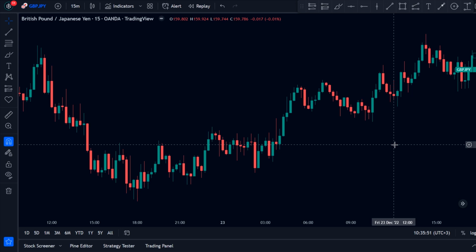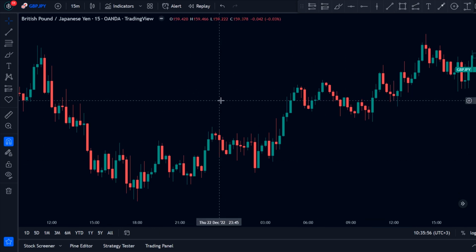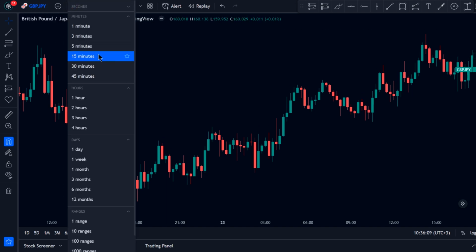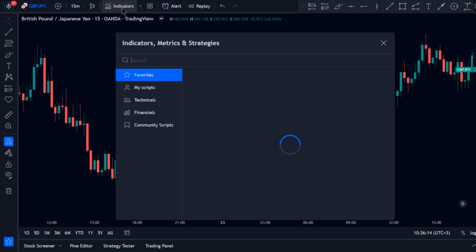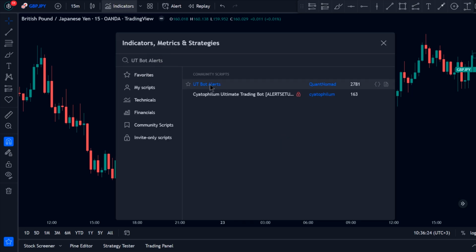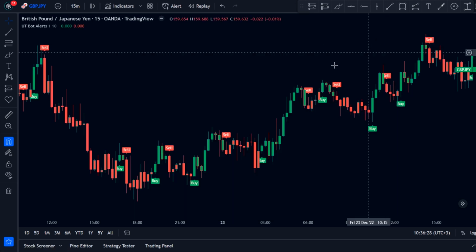First things first, get on TradingView and load any trading security of your choice. For me, I'm gonna be using the GBP JPY on the 15-minute time frame. Now go to the indicator search tab and type in UT bot alerts. Be sure to select this one right here. Then we're gonna access this indicator settings by clicking right here.